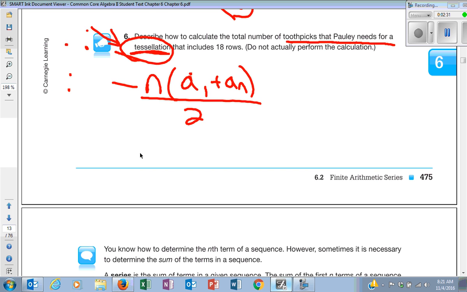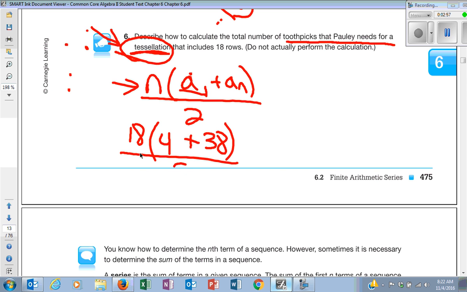What would be in this case, if we were actually going to do it? We're not going to, but if we were, what would we put in there? What would be a1? What's our first term of the sequence? 4 plus, what's our last term? What did we find out for the 18th row? How many toothpicks did he need? 38. We found that out right up here, right? Divided by 2. Hopefully you know how to add, multiply by 18, and then divide by 2. Make sense?